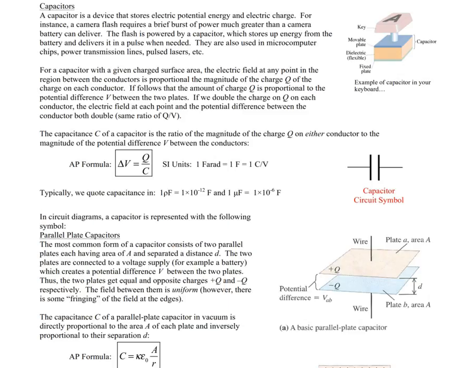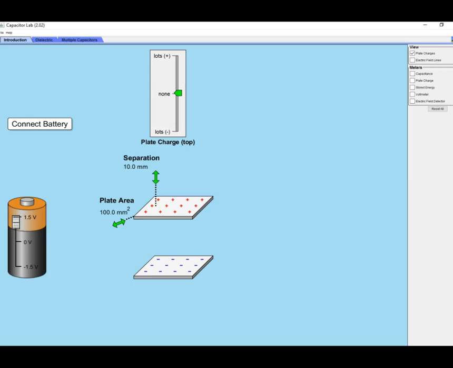Let's dive a little bit deeper and take a look at a PhET capacitor lab. As mentioned earlier, a parallel plate capacitor consists of two metal plates, one carrying a positive charge plus Q, and the other plate carrying exactly the same magnitude of charge, but negative, minus Q. One way to charge a capacitor is to connect it to a battery.